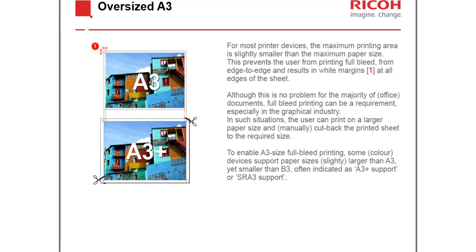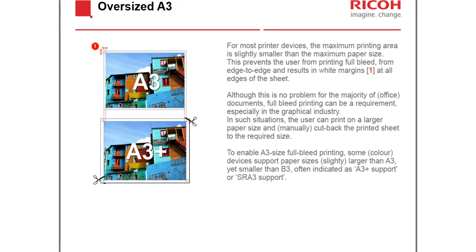For most printer devices, the maximum printing area is slightly smaller than the maximum paper size. This prevents the user from printing full bleed, from edge to edge, and results in white margins at all edges of the sheet. Although this is no problem for the majority of office documents, full bleed printing can be a requirement, especially in the graphical industry.